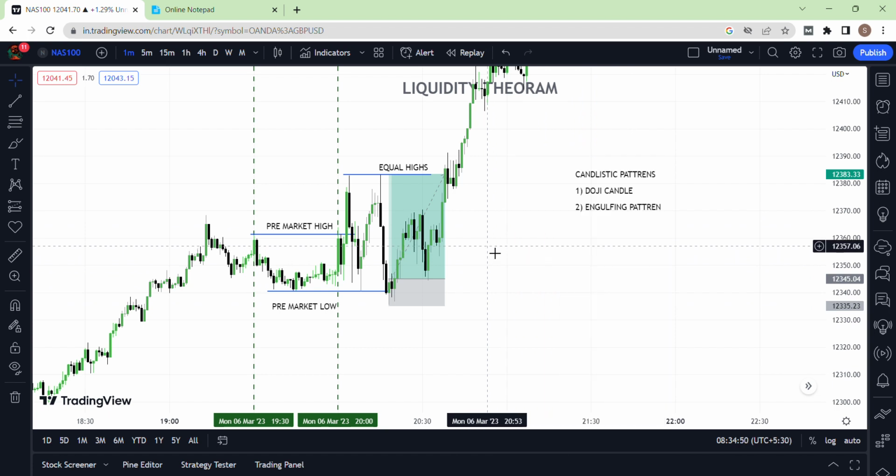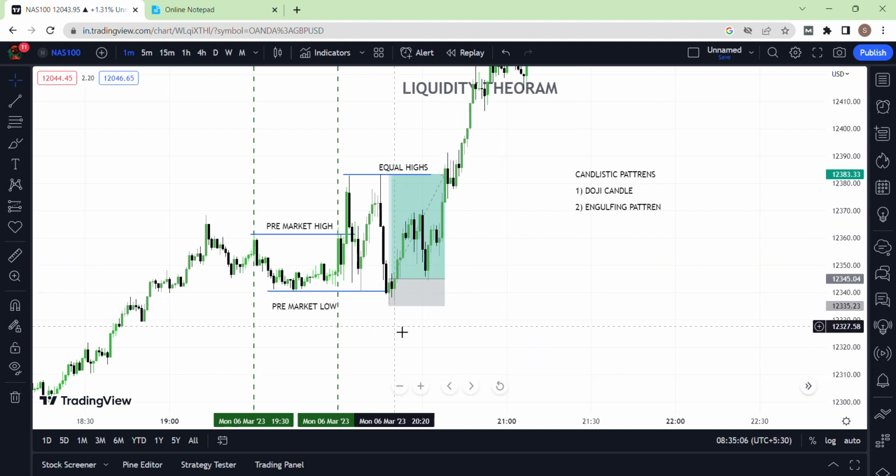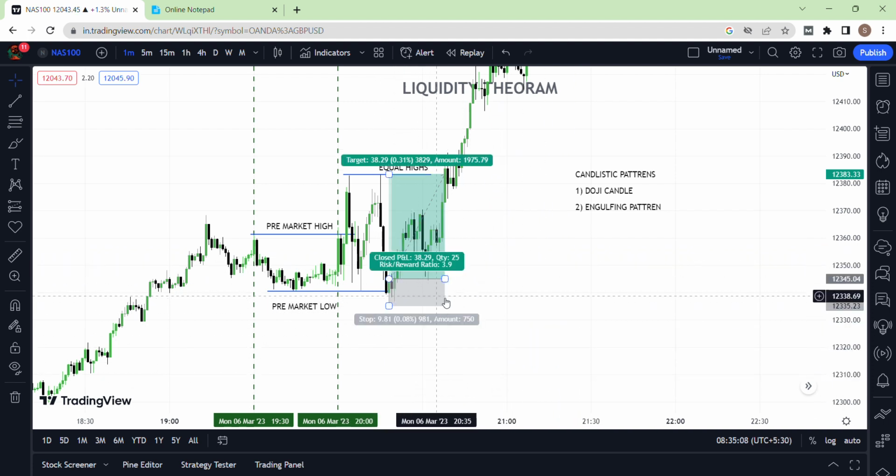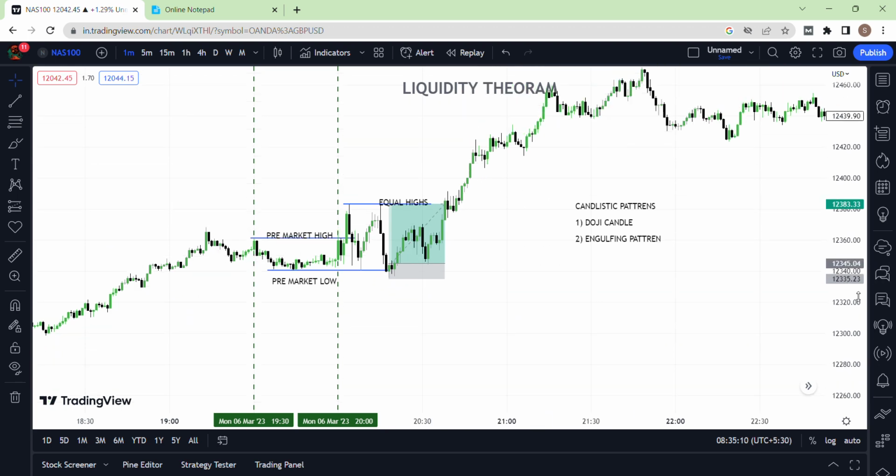There are so many liquidities taken out in the market when the price is moving from one direction to another. But we should always wait for the confirmation candles. The highest win rate confirmation candles are doji and engulfing pattern. I only enter the trades if I get this. If I get this, there's 80% to 90% accuracy with this strategy. Always. I can guarantee you.